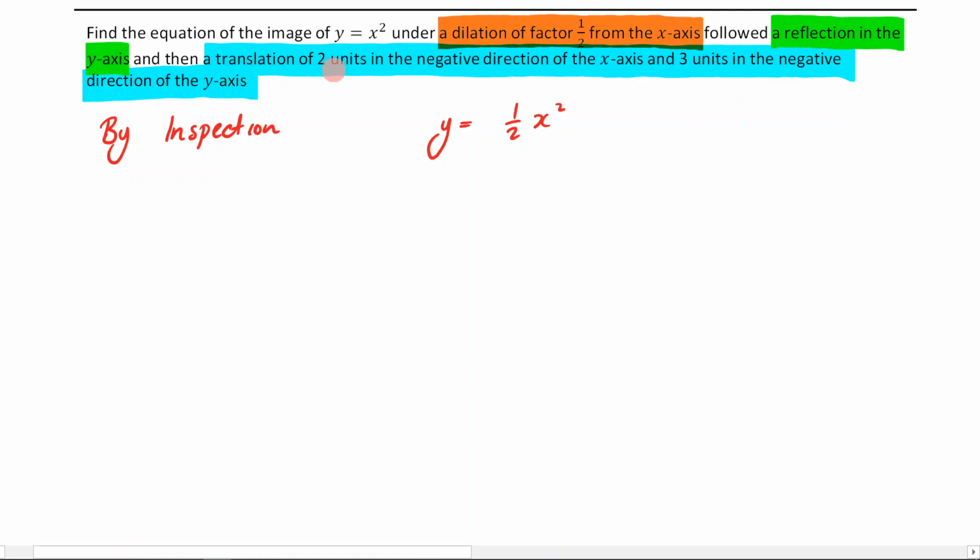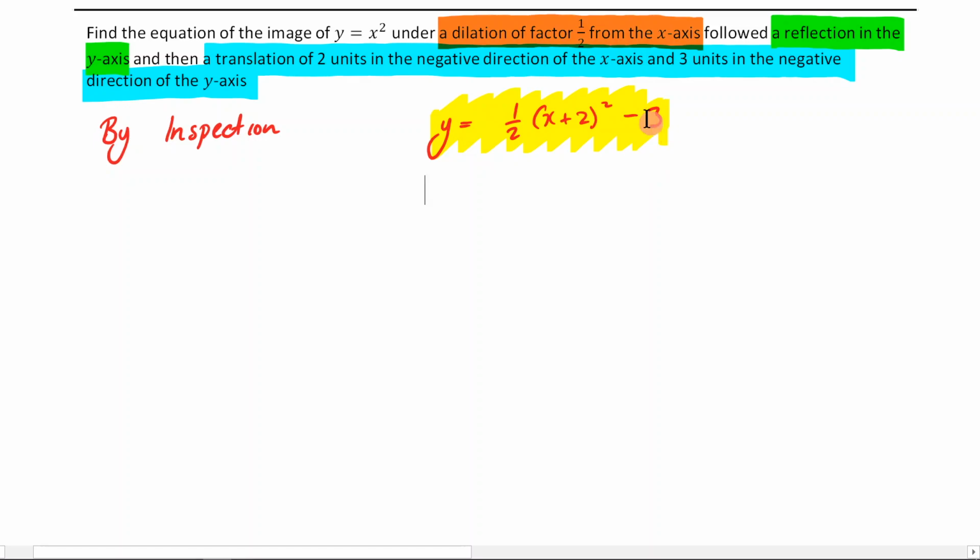It says a translation of 2 units in the negative direction of the x-axis. So that means I'm going to get x plus 2 squared. And then 3 units in the negative direction of the y-axis. That means minus 3 here. So that right there is going to be our answer. Let me just highlight it.